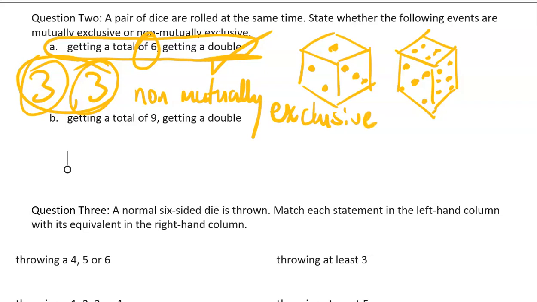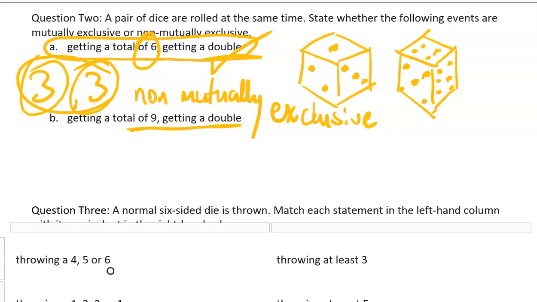Okay, getting a total of 9 and getting a double. Is it possible to get a 9 and a double? How would you get a 9? Well, you could roll a 4 and a 5. You could roll a 6 and a 3. Okay. Are either of those options doubles? They're not. Okay, because 9 is not an even number, we can't get a double and a 9 at the same time. So it's not possible to get both a 9 and a double. So these ones are mutually exclusive.